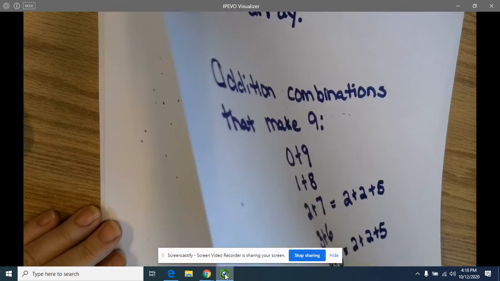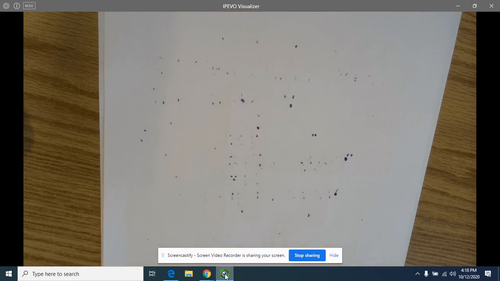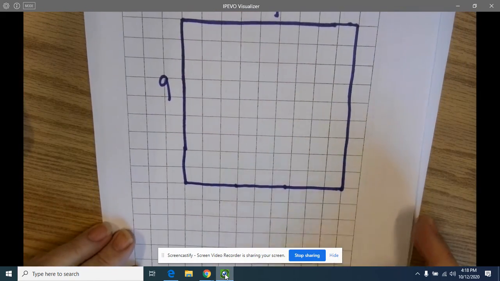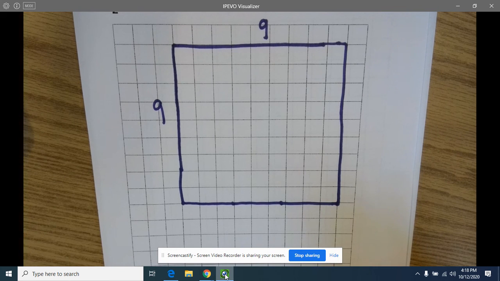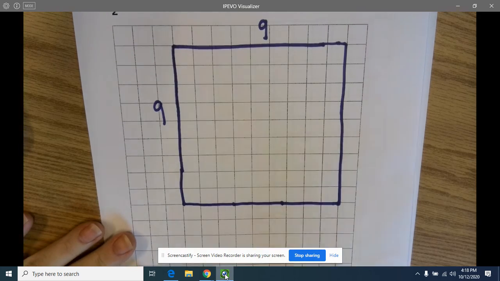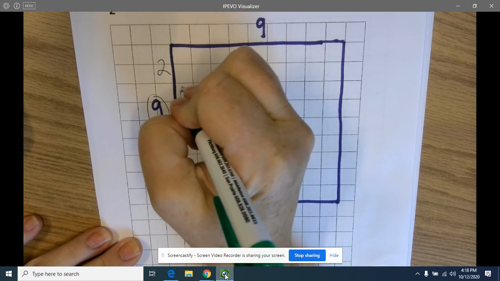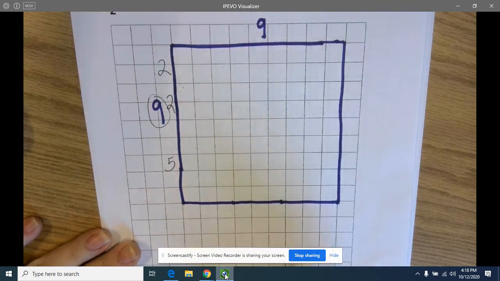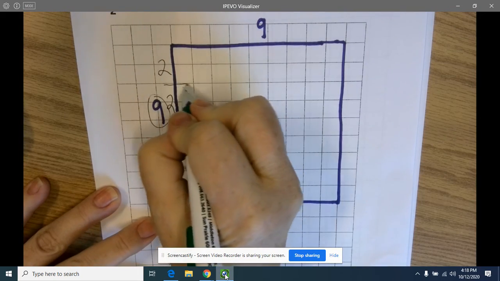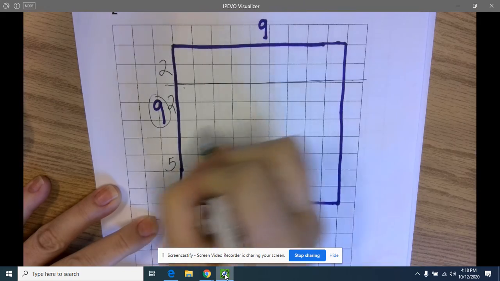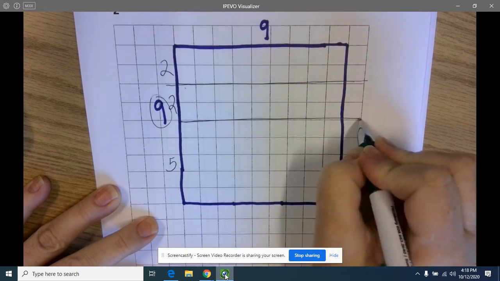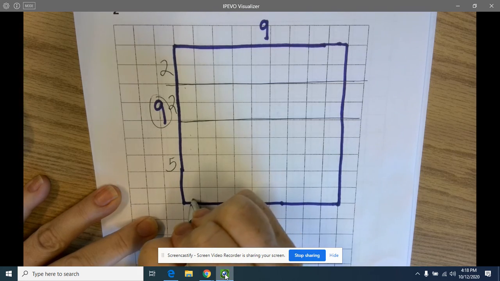So let's go ahead and take a look at our array. Again, I don't have a story for us. 9s are kind of complicated, so I wanted us to work on that together. We said maybe 2 plus 2 plus 5 would work. So I'm going to put 2 here, 2 rows, 2 here, and 5 down here. So I'm going to draw that. 2 rows of 9, 2 more rows of 9, and 1, 2, 3, 4, 5 rows of 9.